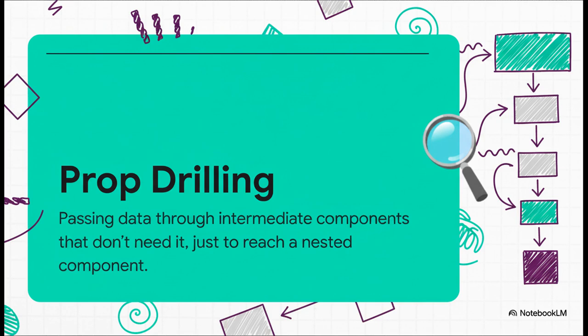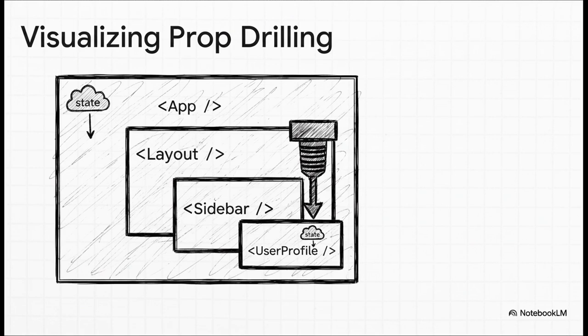The name is pretty descriptive. Imagine you have to pass a piece of data from the top of your app all the way down to a tiny button component like 5 levels deep. You have to pass it as a prop through every single component in between, even if those middle components couldn't care less about that data. They just become glorified messengers. And this is a perfect example of what that looks like.